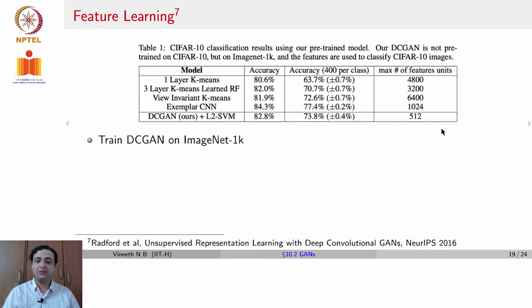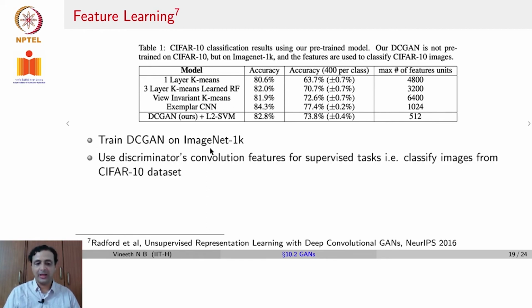As we mentioned earlier, this work also showed how GANs learn good features that can also be used for classification. The way this was demonstrated is to train the DCGAN on ImageNet 1K and then use the discriminator's convolution features for images from another dataset called the CIFAR10 dataset. So the GAN is not trained on CIFAR10.